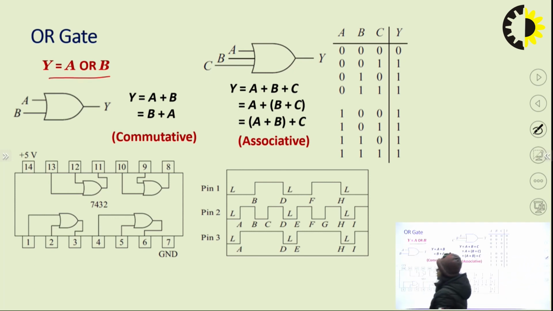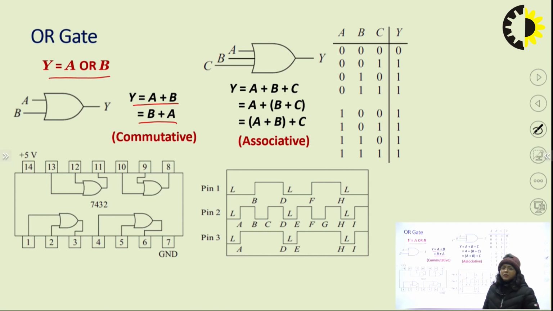It is also called logical addition, that is A plus B or B plus A. It also follows commutative property and associative property for 3 input A plus B plus C. If we add the last 2 inputs and then the first one, or the first 2 and then the last one, the result will remain the same. That is, it also follows associative property.